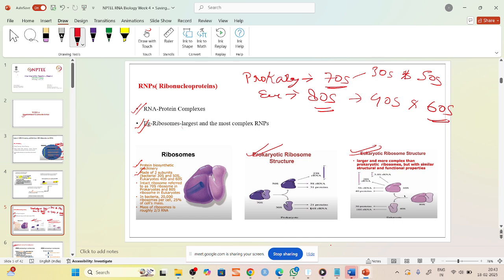Ribosomes are the protein biosynthetic machinery, and prokaryotic and eukaryotic ribosomes are different. The eukaryotic ribosome is a little more complex in structure. It has a greater number of subunits. The prokaryotic ribosome is known as the 70S ribosome, and the eukaryotic ribosome is known as the 80S ribosome. The 70S ribosome has two subunits, 50S and 30S, and the 80S ribosome has two subunits, 60S and 40S. Point to remember: these subunits are not additive in nature. This S represents the sedimentation coefficient.